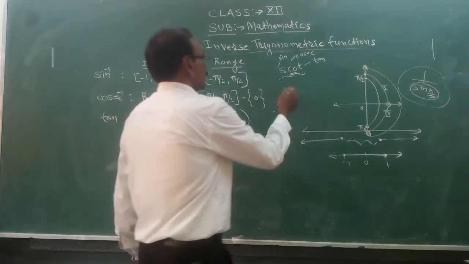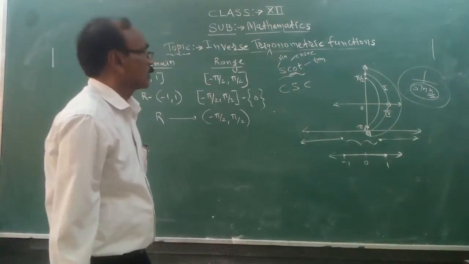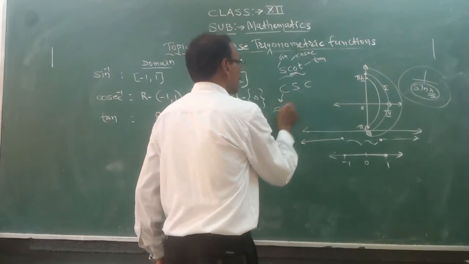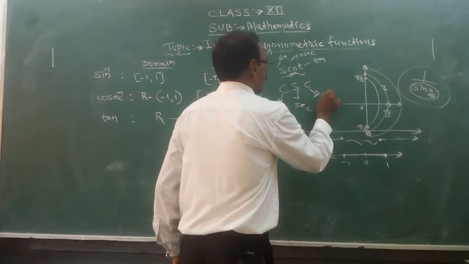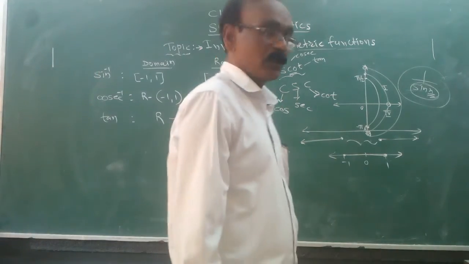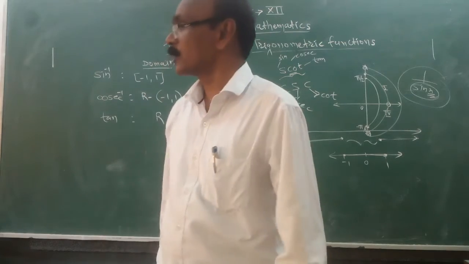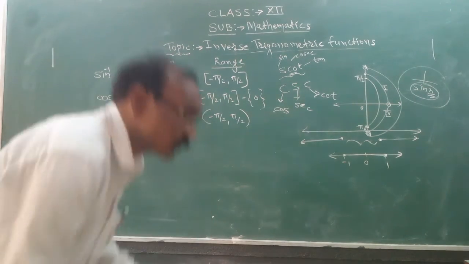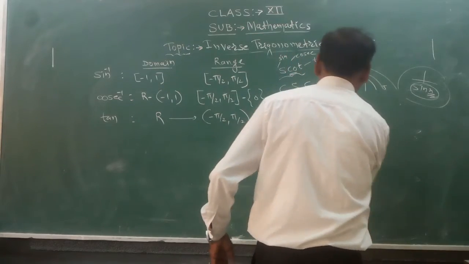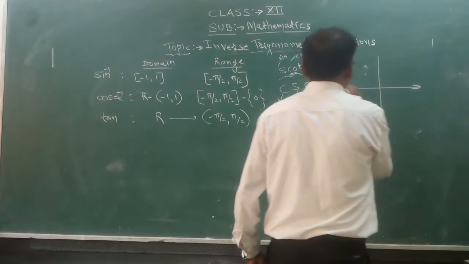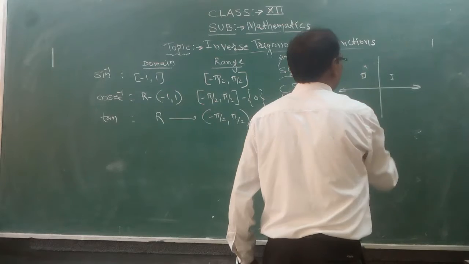Now another three friends: C, S, C. First is cot. C stands for cos, S stands for sec, and this one is for cot. These three friends play their role in the first and second quadrant. First quadrant and second quadrant.